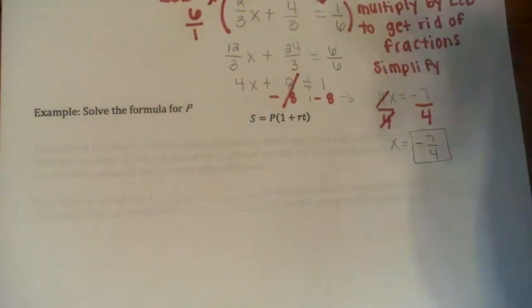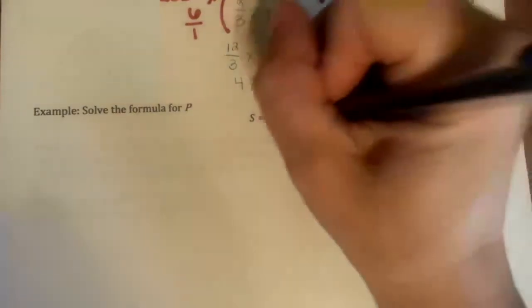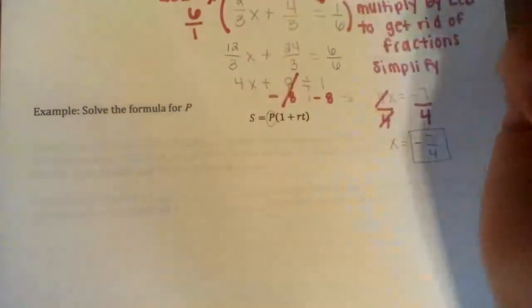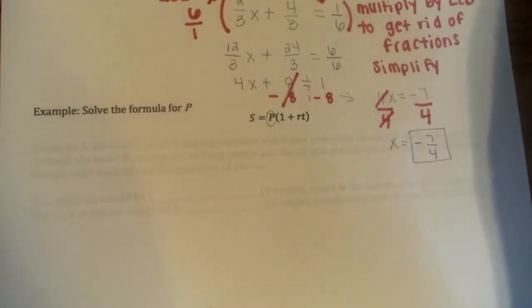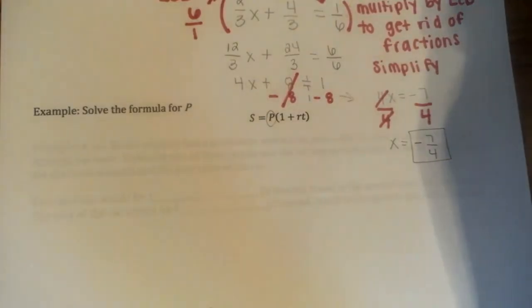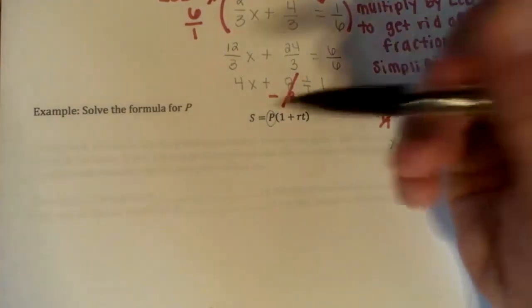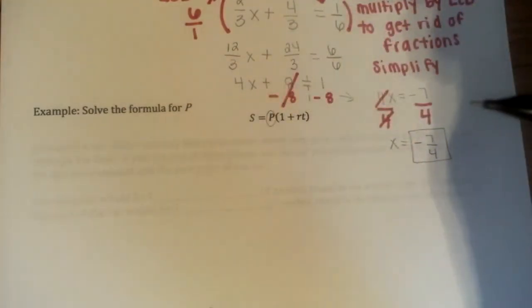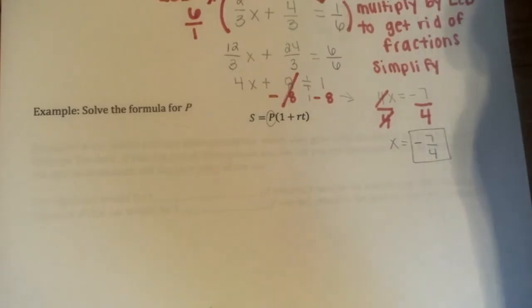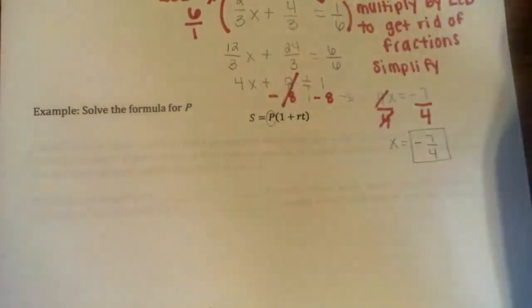So solve the formula for P. So we're trying to get P by itself. So we have S equals P times 1 plus RT. Now, we're trying to get P by itself. A lot of people see parentheses and they automatically want to distribute. That's why I put this example on our notes. Don't distribute, because then I would get my P's in two places, but I want to try to get P by itself.